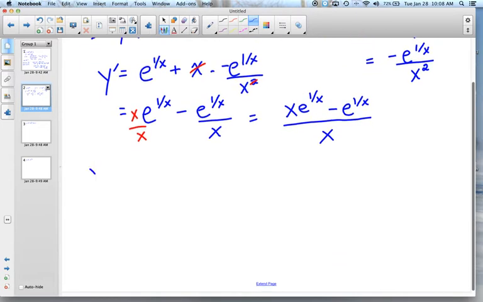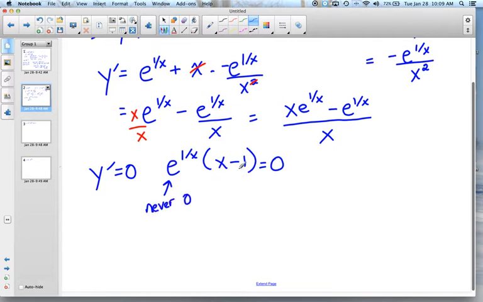So y prime equal to 0. I'm going to factor out e to the 1 over x, and we'll get x minus 1. Okay, so that means e to the 1 over x equals 0, which, think about it, this is an exponential function, and it will never be 0. So this part, never 0. So we end up with just x minus 1 equals 0, or x equals 1. This is a critical point.